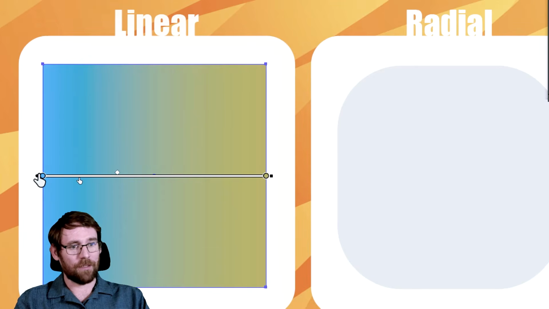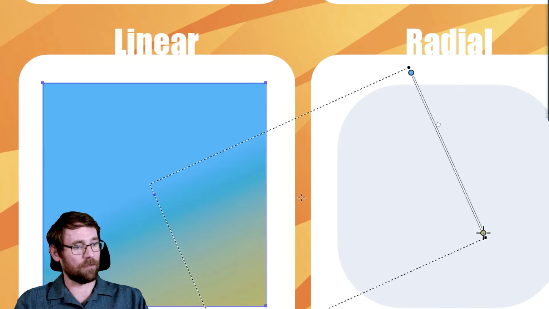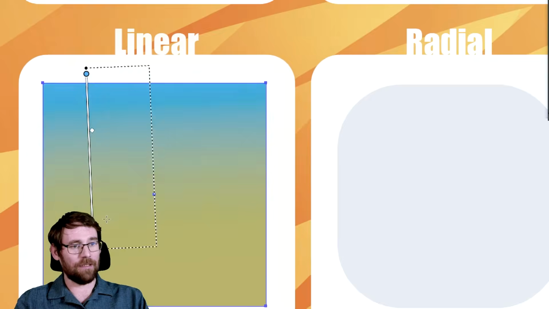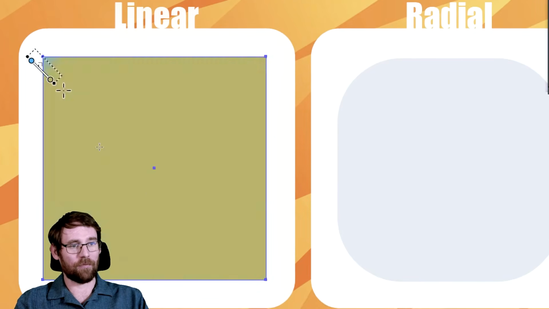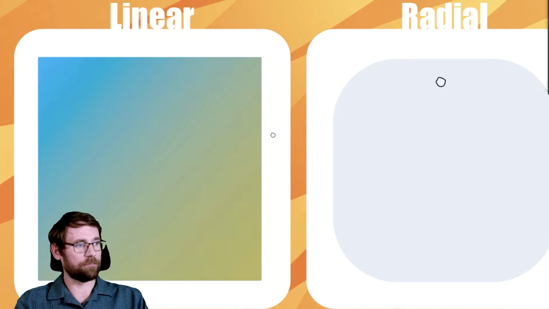Now the standard gradient is going to go from left to right, but it doesn't have to. If I click anywhere, and I can click way over here, it'll create that gradient in a different way, in a different angle. So try a different angle with that, see what you come up with.